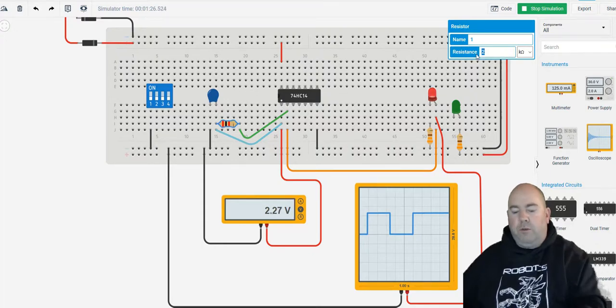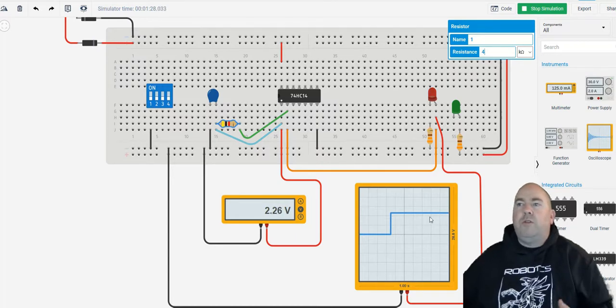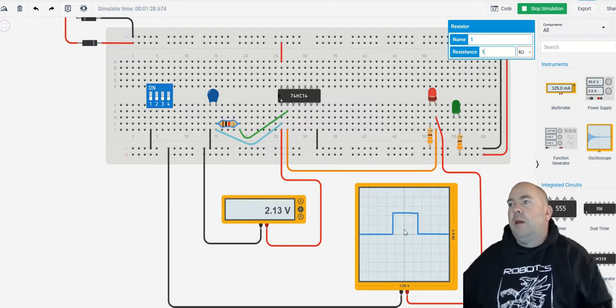If I double this, so if I use a 4 kilo ohm resistor, you'll see my waveform basically is going to double in size. So I basically slowed down my blinking by a factor of 2. If I change this to 1 kilo ohm, you'll see I'll cut my waveform in half.